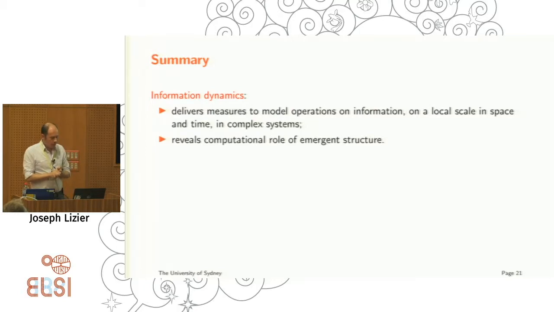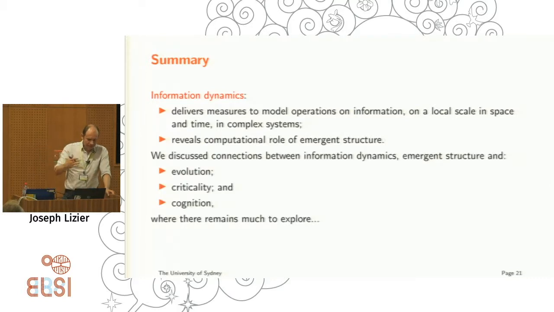What we've done here is talk through a set of measures, or at least a subset of a larger set of measures that we are using to model operations on information in complex systems. In particular, we're doing that on a local scale in space and time, so we can talk about the dynamics of how information processing unfolds. These measures can be used to reveal the computational role of emergent structure, which I think is very important. In the context of this conference, what it's adding is an understanding of what that emergent structure is doing dynamically from an information processing point of view.